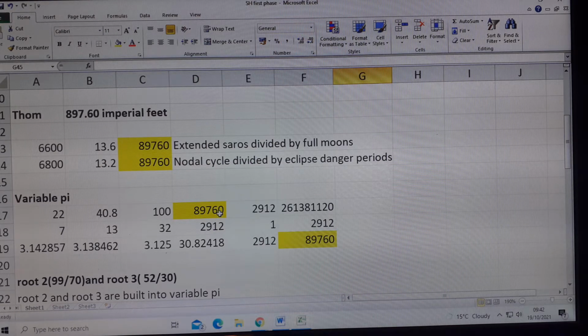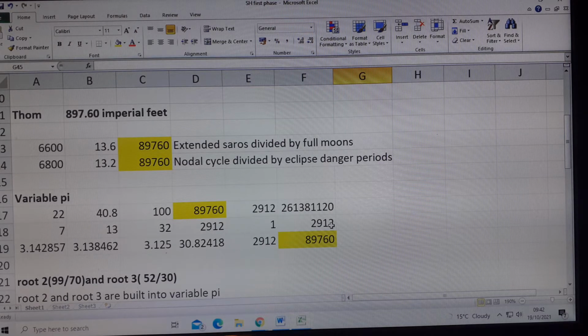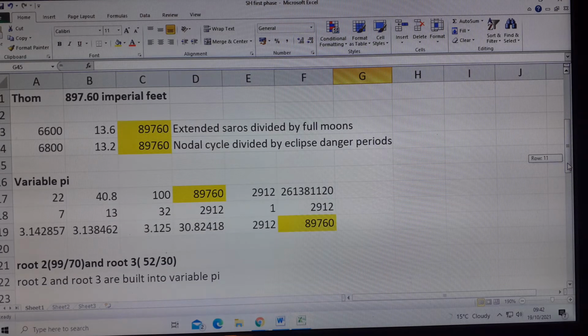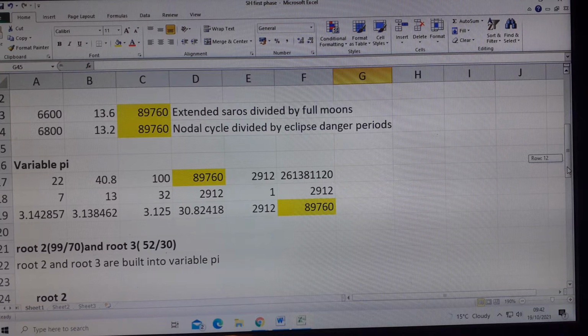But when we realise that that's actually there, we can then work out what 89760 is actually represented by, and it's 261,381,120 divided by 2912. So the design is 2912 days, giving this circumference, which is a fairly large number. But from Plimpton 322 we know they were very capable of dealing with very large numbers.